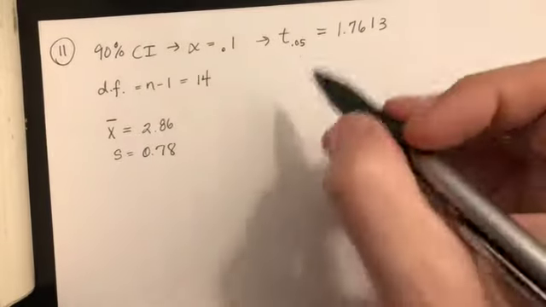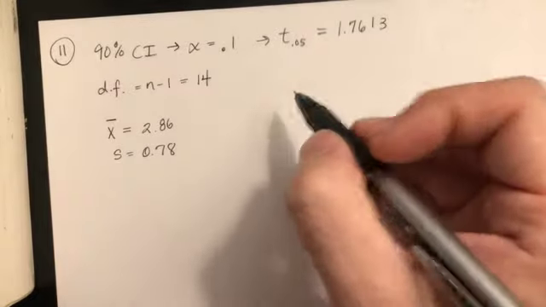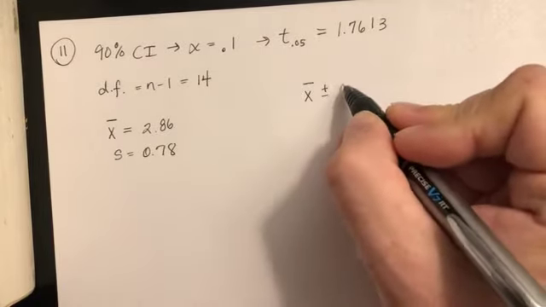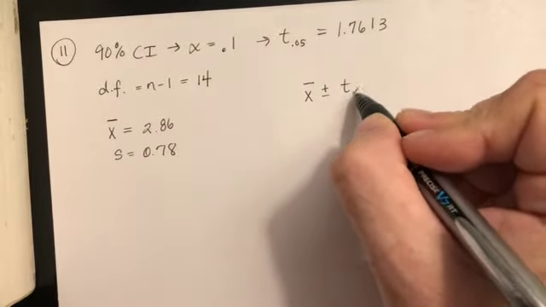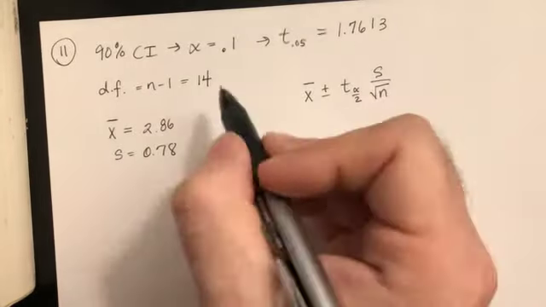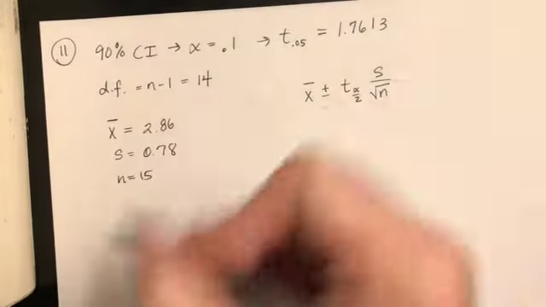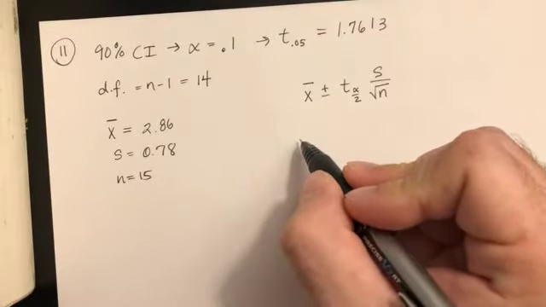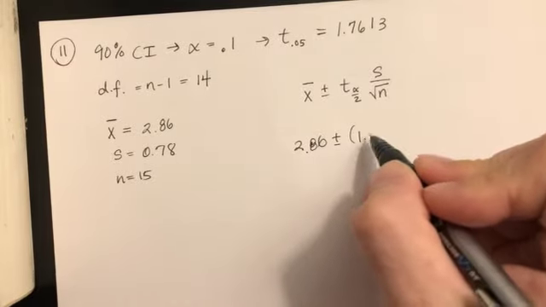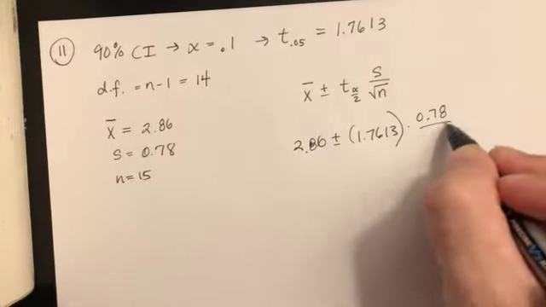So now we have all the things we need to create a confidence interval. Our confidence interval, remember, is x bar plus or minus the t score times s over the square root of n. Now n is actually 15. Don't forget, degrees of freedom was one less, so don't get confused there. We got 2.86 goes in for that, plus or minus 1.7613 times 0.78 divided by the square root of 15.